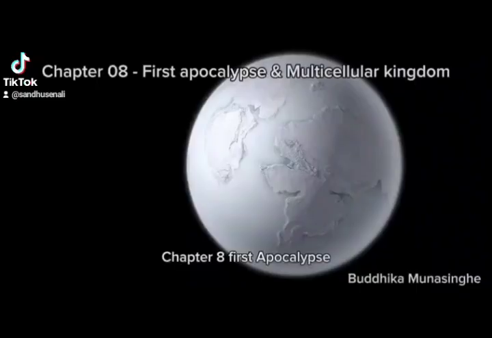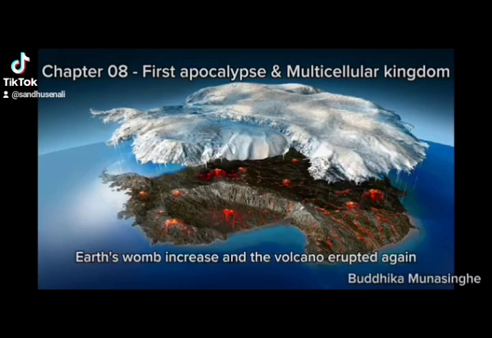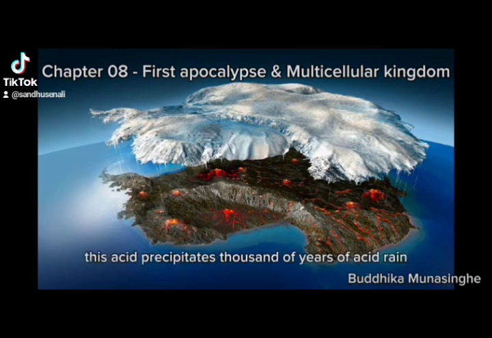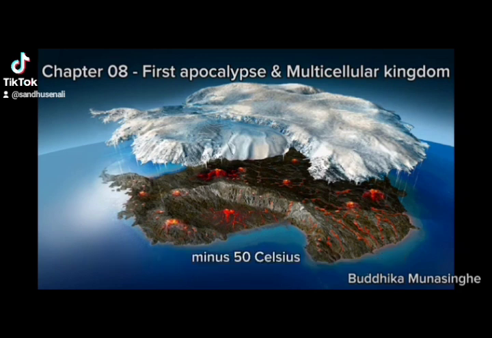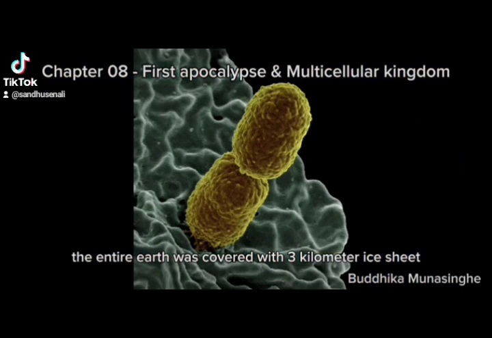Chapter 8, First Apocalypse and Multicellular Kingdom. The pressure in the Earth's womb increased and the volcano erupted again. Carbonic acid was produced as a side effect. This acid precipitated as acid rain for thousands of years, depleting the atmosphere of carbon dioxide. With this, the temperature of the Earth decreased to minus 50 Celsius. The entire Earth was covered with a 3-kilometer ice sheet and turned into an ice ball.